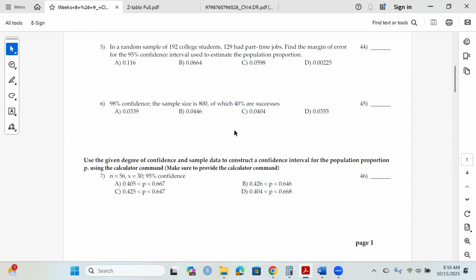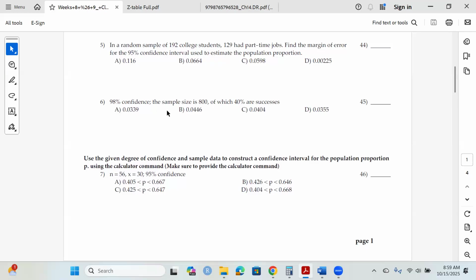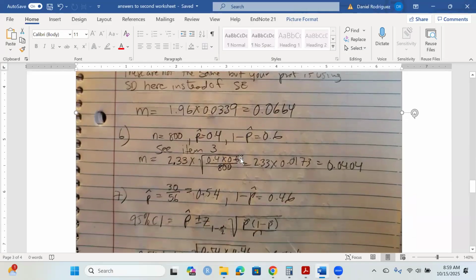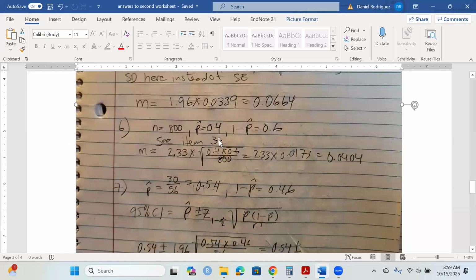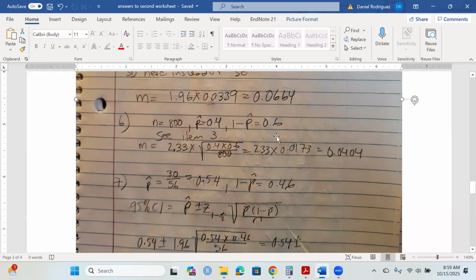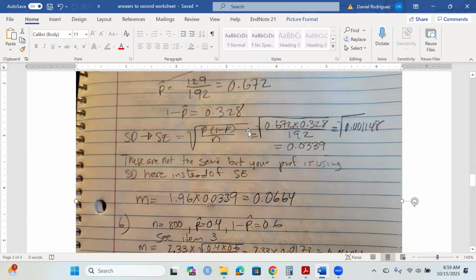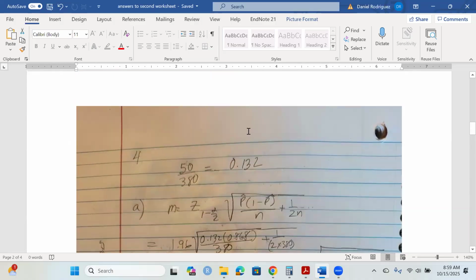All right, 98% confidence interval. 98% confidence, the sample size 800. All right, so let's go here. At 800, p is 40%. So this is better. It's telling me what the proportion is, what n is, and what this value would be here. So I know my estimated proportion is 0.4. 1 minus 0.4 is 0.6. See item 3, because we calculated this earlier. That's why I said see item 3. So go up to item 3.